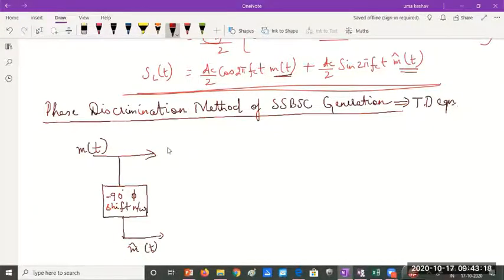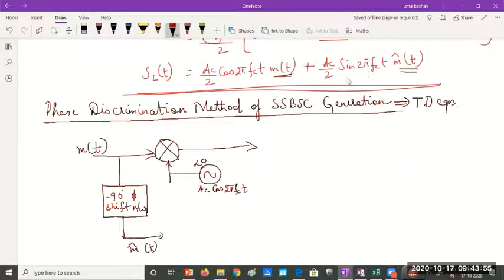Now this m of t should be multiplied with what? M of t will be multiplied with an in-phase carrier. So what is this carrier? Whether I write the amplitude as AC or AC by 2, it won't make any difference. So I'll say AC cos 2 pi fct. So m of t multiplied with AC cos 2 pi fct comes in the upper channel. I got the first term realized.